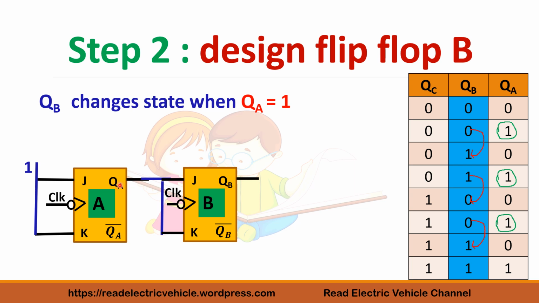Take the output of QA and connect it to J and K here. So whenever QA is 1, this second flip-flop will change its state. So this is what we need. When QA is equal to 1, it has to change its state. So this can be done by connecting the QA to the J and K of the second flip-flop.